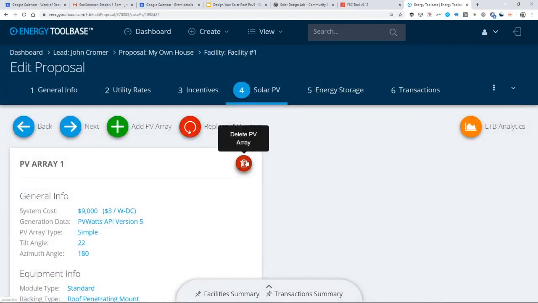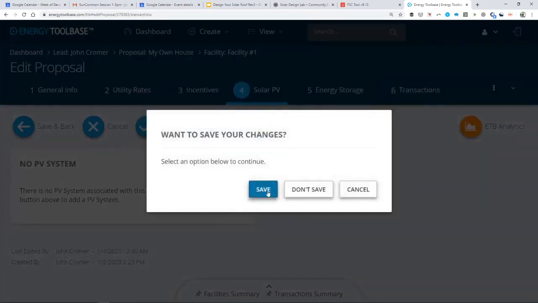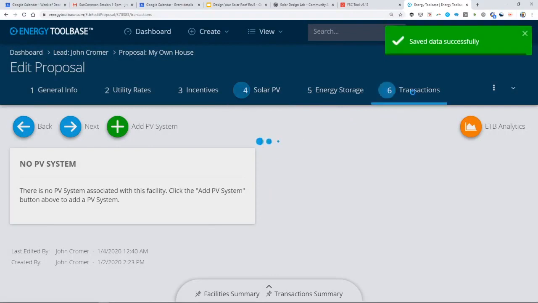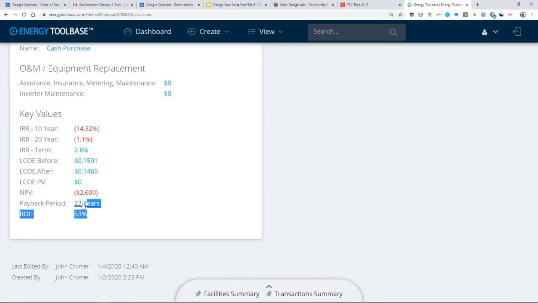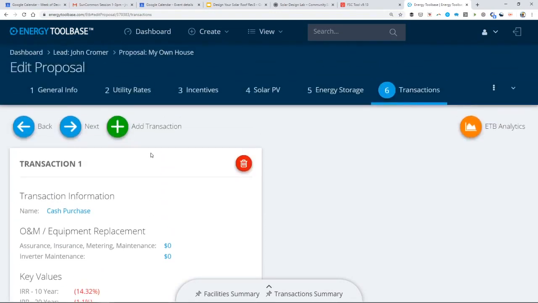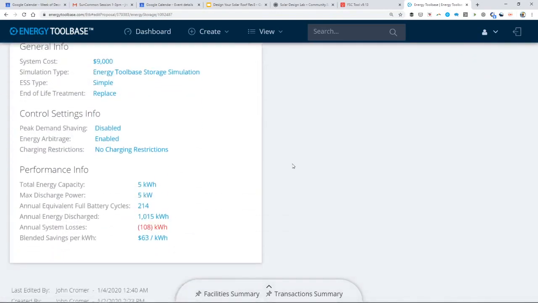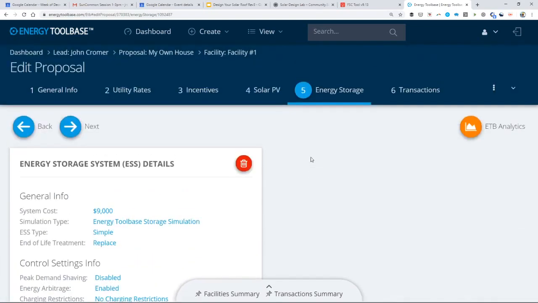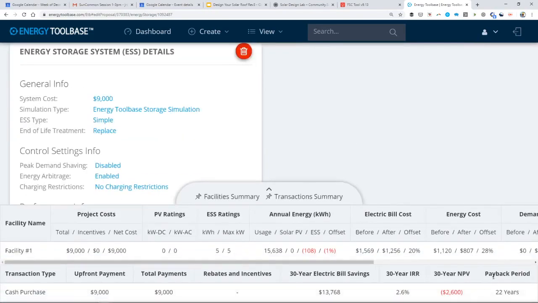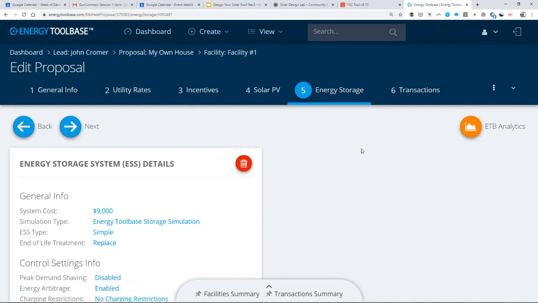So maybe we delete the solar array. Our payback is about the same, with or without the solar array. It doesn't really matter one way or the other. And the payback on this particular battery is 22 years. So what we're seeing is that these high-end lithium ion batteries, in my particular market, are not such a great deal.